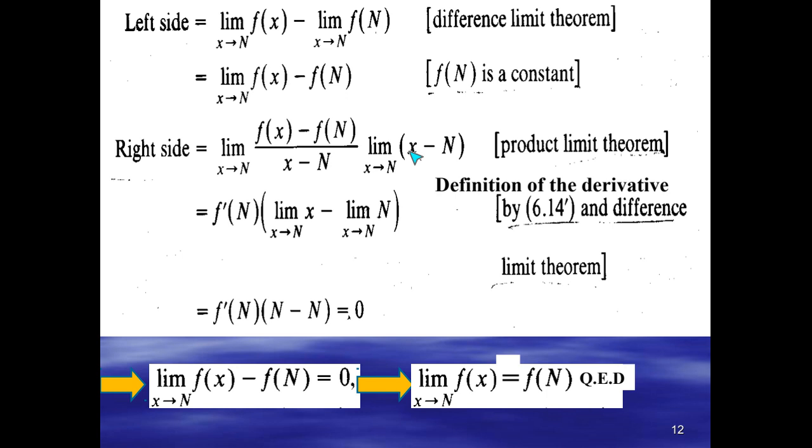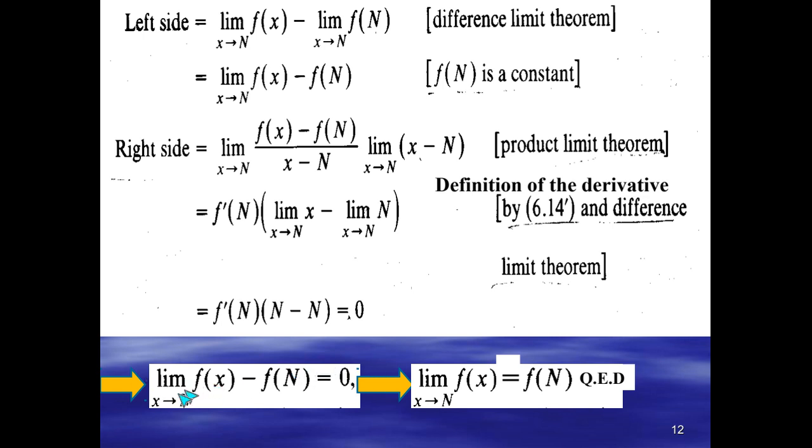And here we have the limit of the difference, which is the difference of the limits: the limit of x when x goes to n minus the limit of n when x goes to n. The limit of x when x goes to n is n, and the limit of n when x goes to n is n again. So we obtain f prime of n times n minus n. N minus n is 0, so the right hand side is equal to 0. What is the left hand side? The limit of f of x when x goes to n minus f of n. So all this is equal to 0. And what does it mean when we put f of n to the other side, to the right hand side?